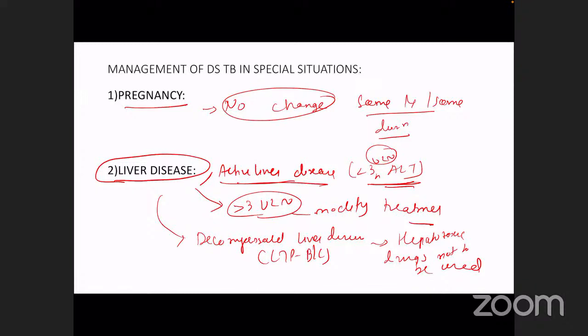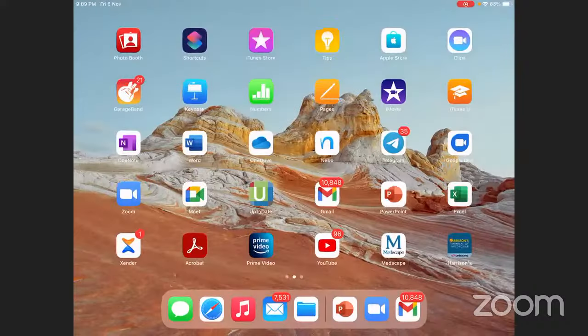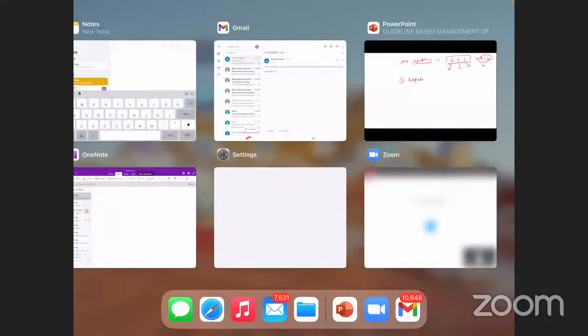For patients in whom you want to modify the treatment, there are multiple options available here also. Some will say that no hepatotoxic drug I want to use in a particular patient. In that case, you go for LES. I hope you all know this: levofloxacin, ethambutol, and streptomycin. The duration is 9 to 12 months.